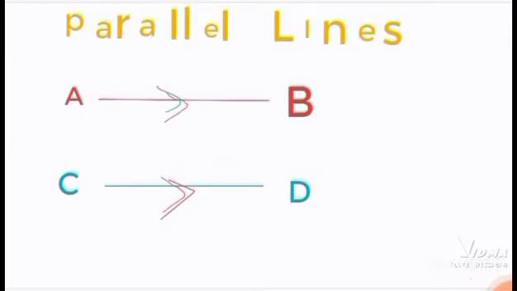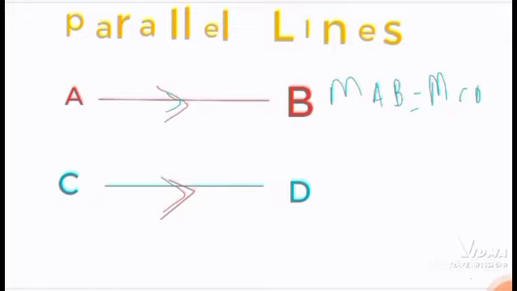Starting with parallel lines: they are lines that never touch, they never cross, and the gradients of those parallel lines are equal. So the gradient of AB is equal to the gradient of CD. So those gradients are equal.